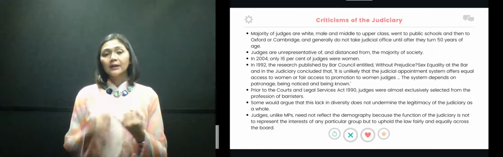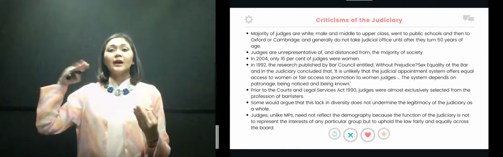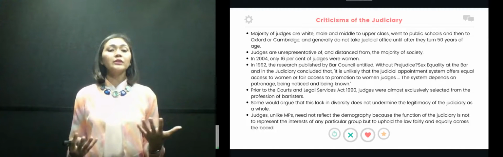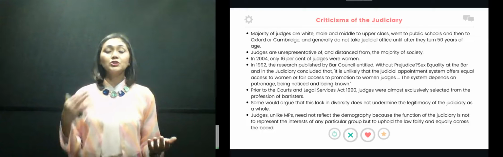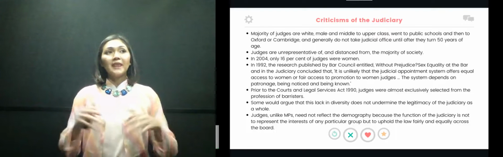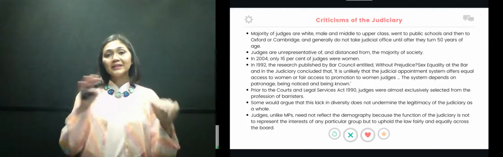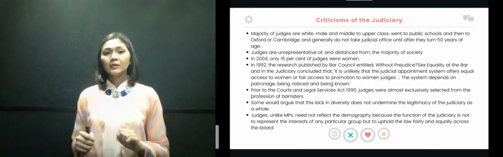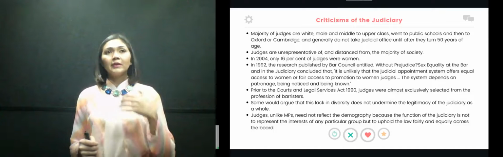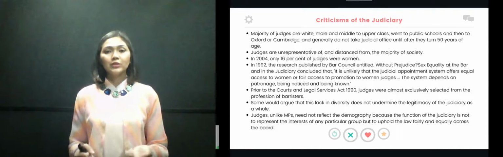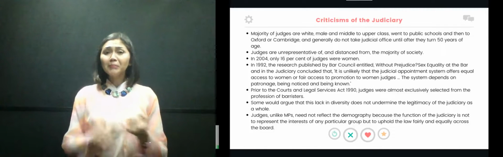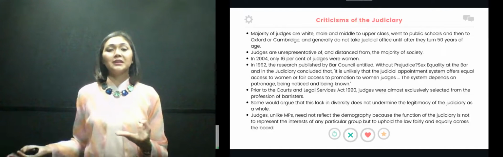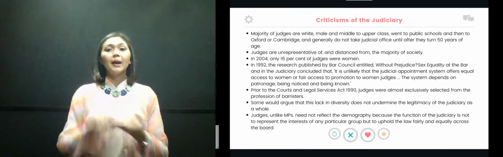So the number one criticism with regards to the judiciary is that the majority of judges appointed tend to be white, tend to be male, tend to be middle and upper class, and tend to have graduated from Oxford or Cambridge University, which means anyone who does not fall under this category will not be appointed as a judge. So because of that, there is the criticism that when you appoint white males from the upper class, they are not representing the society. They're representing white, male, upper class families.